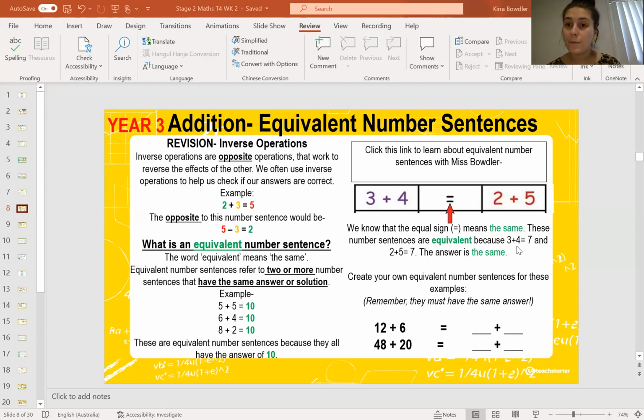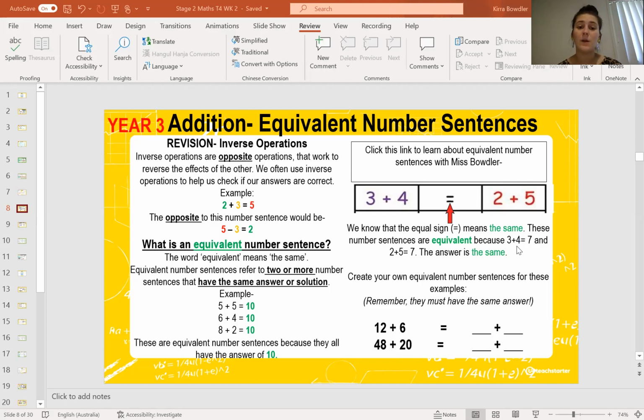So let's go back over what we learned yesterday. Inverse operations are opposites that work together to reverse the effect of each other. We often use them to help us check our answers. The example I gave you yesterday was 2 plus 3 equals 5. We know that the opposite to addition is subtraction, so I'm going to need a subtraction sentence underneath, using the exact same numbers: 5 take away 3 equals 2.